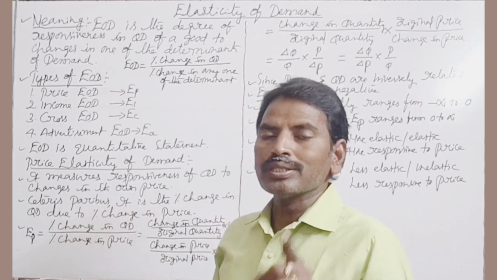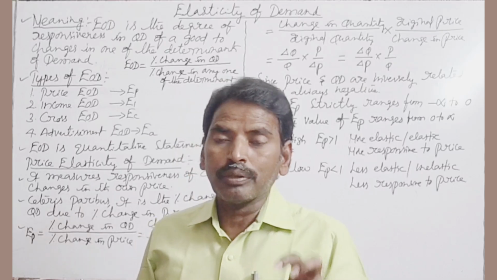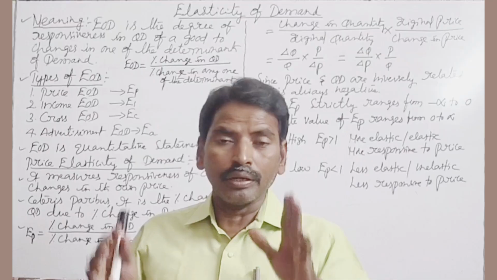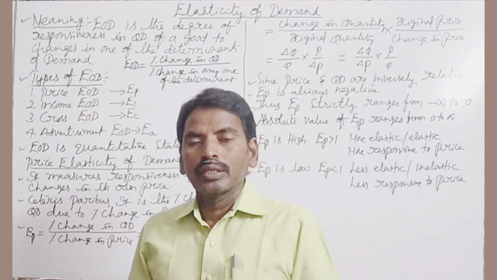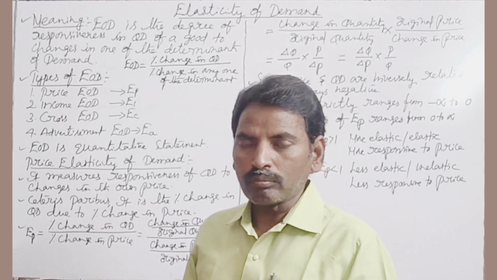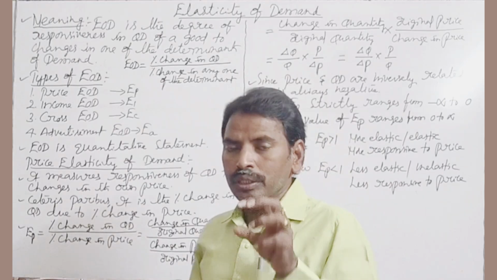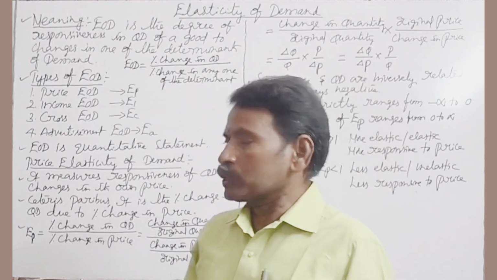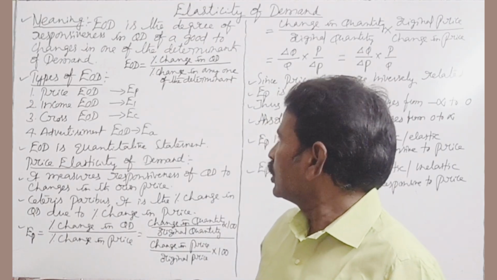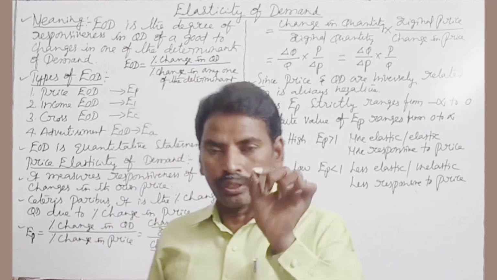First, what is the meaning of elasticity of demand? The concept of elasticity of demand was introduced by Cournot and Mill in a rough form. Later, this concept was popularized and developed by Alfred Marshall. So, elasticity of demand is the degree of responsiveness in quantity demanded of a good to changes in one of the determinants of demand. This is called elasticity of demand.